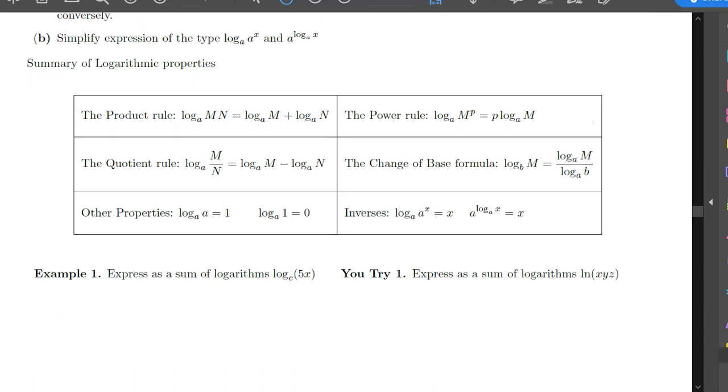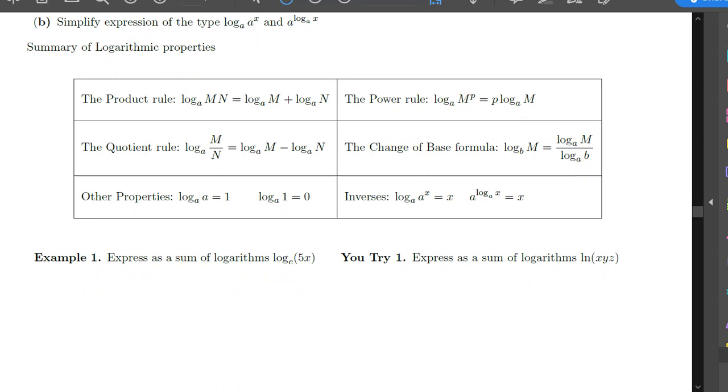So, at the top of our handout, we have a summary of some logarithmic properties, but before we go into depth on this, we're going to make some comparisons to some things that we already know. So let's go ahead and start with the product rule for exponents.